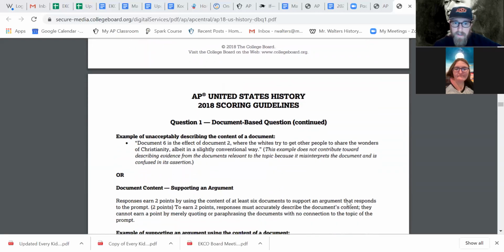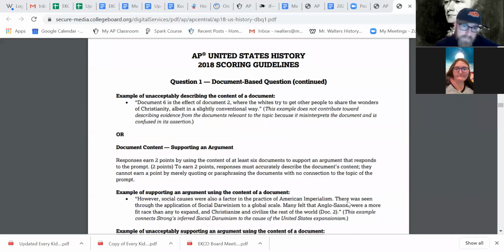Document 6 is the effect of document 2, where the whites were trying to get other people to share the wonders of Christianity, albeit in a slightly conventional way. It says, this example does not contribute towards describing evidence from the documents related to the topic, because it misinterprets the document and is confused. I mean, I was about to say, I don't even know for sure what that means. So yeah, that's confusing, and it's definitely not an accurate portrayal of document 6. So make sure you're clear, make sure you're to the point.